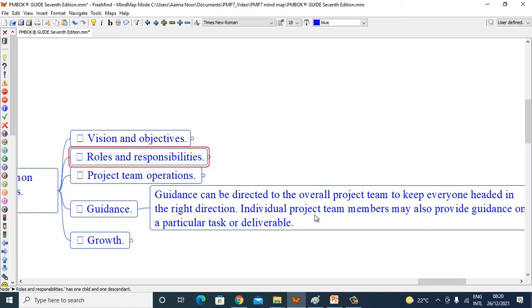Guidance can be directed to the overall project team to keep everyone headed in the right direction. Individual project team members may also provide guidance on a particular task or deliverable.